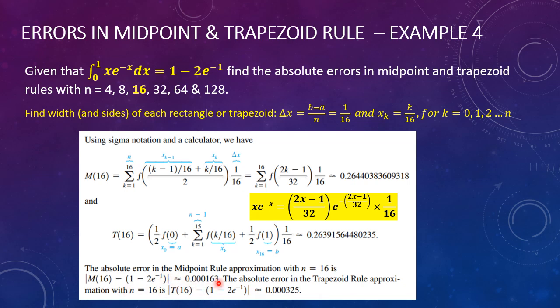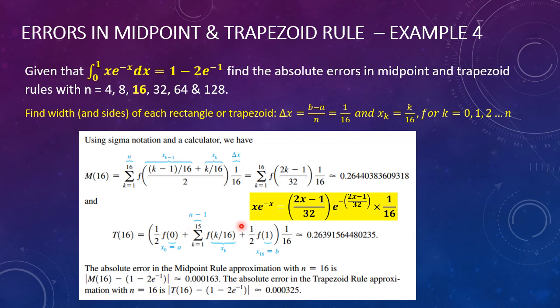For the midpoint rule, you get 0.000163. You know, this value minus the 1 minus 2e to the negative 1. And then, of course, this value for the trapezoid. And there you get 0.00325. So I'm going to give you all of the errors for n equals 4, 8, 16, etc., so that you can practice these as well.